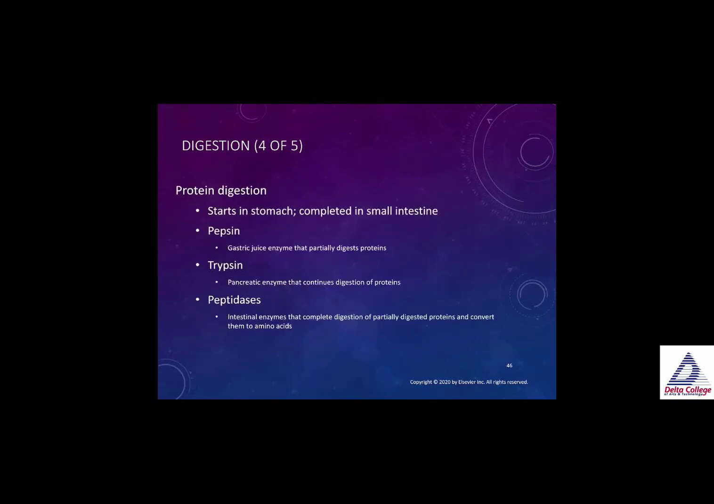Now, protein digestion. This starts in the stomach. It is completed in the small intestine. Protein digestion happens because of the enzyme pepsin. This is a gastric juice enzyme that partially digests proteins. Then trypsin is a pancreatic enzyme that continues the digestion of proteins, followed by peptidases, which are intestinal enzymes that complete the digestion of partially digested proteins and convert them into amino acids.